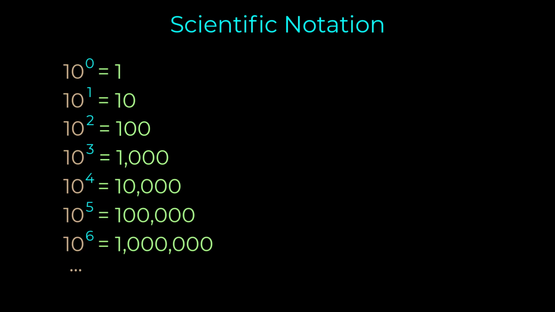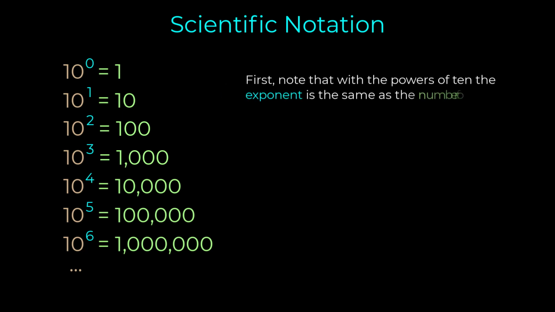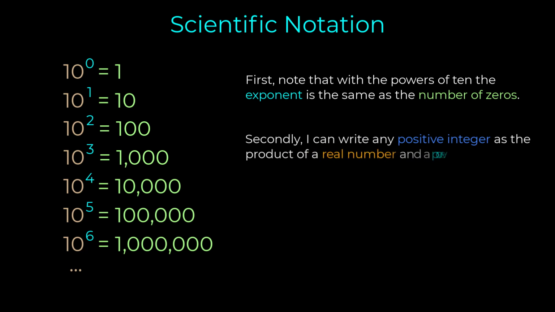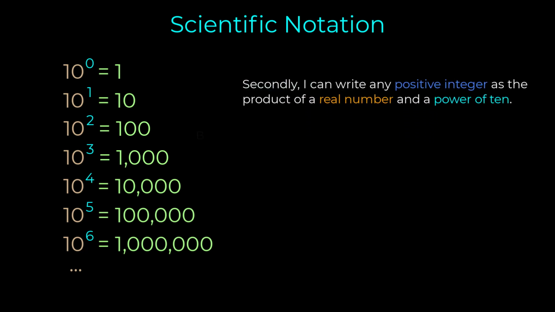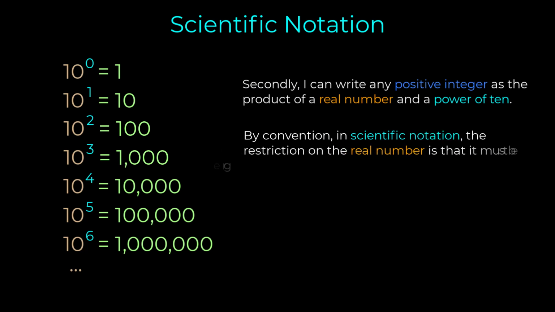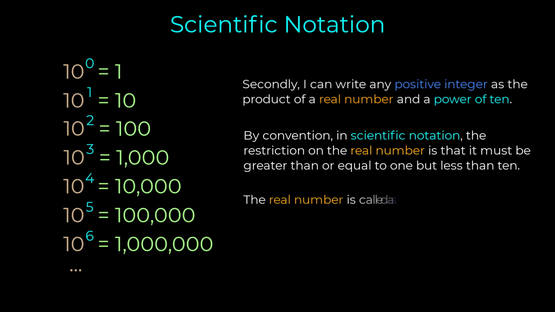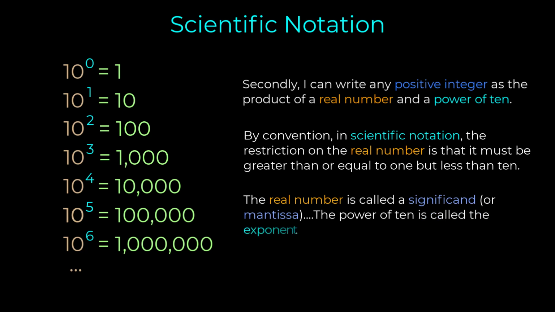Two things are important to note. The first is that with the powers of 10, the exponent is the same as the number of zeros in the number. 1,000,000 is 1 followed by 6 zeros, and is also 10 to the sixth power. Secondly, I can write any positive integer as the product of a real number and a power of 10. By convention, in scientific notation, the restriction on the real number is that it must be greater than or equal to 1, but less than 10. The real number is called a significand, or sometimes mantissa. The power of 10 is called the exponent.